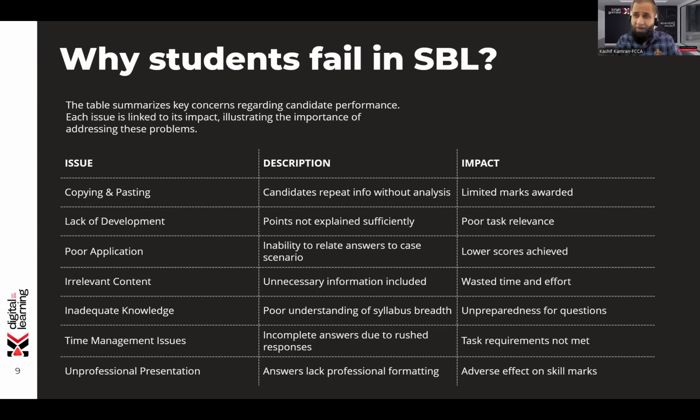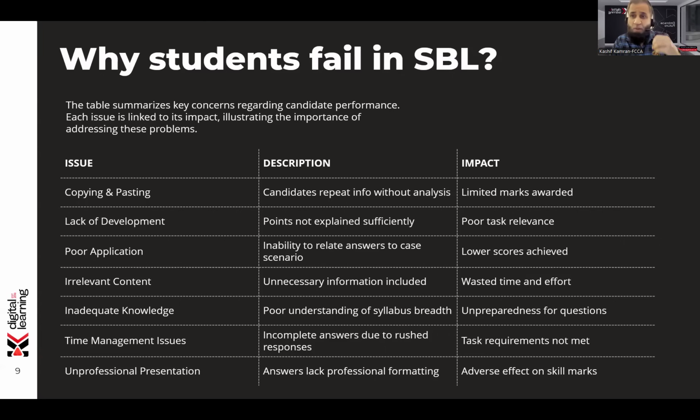This is a summary in front of your screen. On the left-hand side, you can see the issues which I got from the examiner report, and there are 7 issues which the examining team rates as the most important issues why the student failed. And then with every issue, I've given a description and an impact. The first issue is copy pasting.